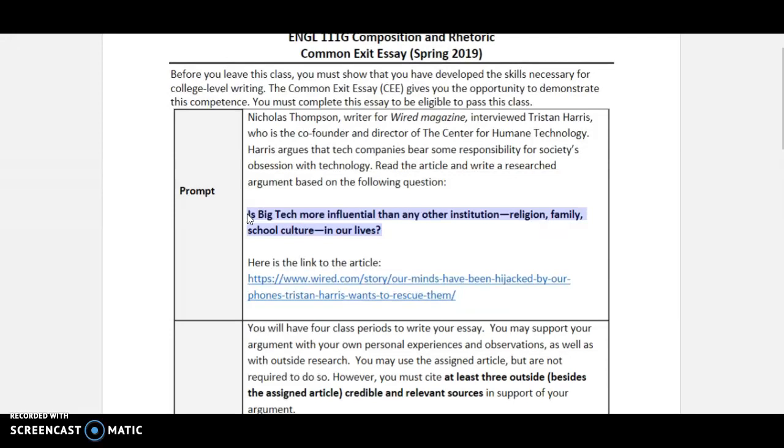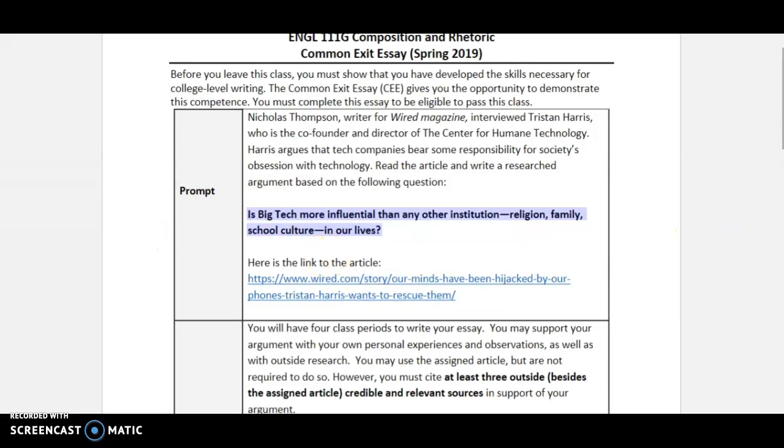Obviously, the word institution is left a little bit open, so you don't have to focus just on religion, family, and school culture. These are just some examples. Obviously, if you can think of other institutions, then you can go ahead and discuss them within your essay. But really, your main focus should be on whether technology is the major influence in our lives. Is it more influential than any other institution?